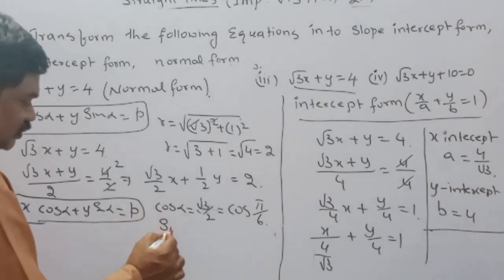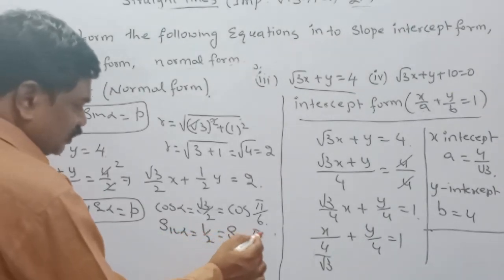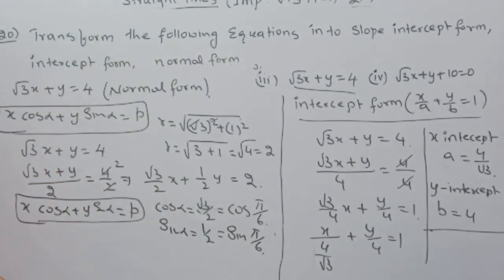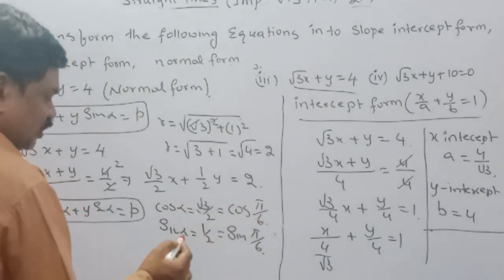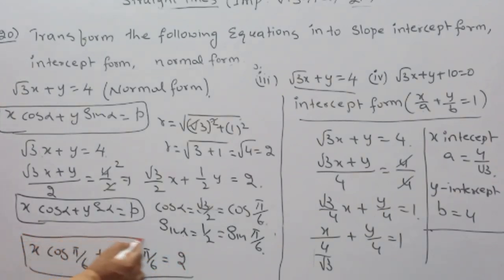Then sin alpha is equal to 1 by 2. This is sin 30 degrees, sin pi by 6. Then alpha is equal to pi by 6. Then what is the normal form? x into cos pi by 6 plus y into sin pi by 6 is equal to 2 is the normal form of the equation. Normal form of the given equation root 3x plus y is equal to 4. Okay, all of you, that's all.